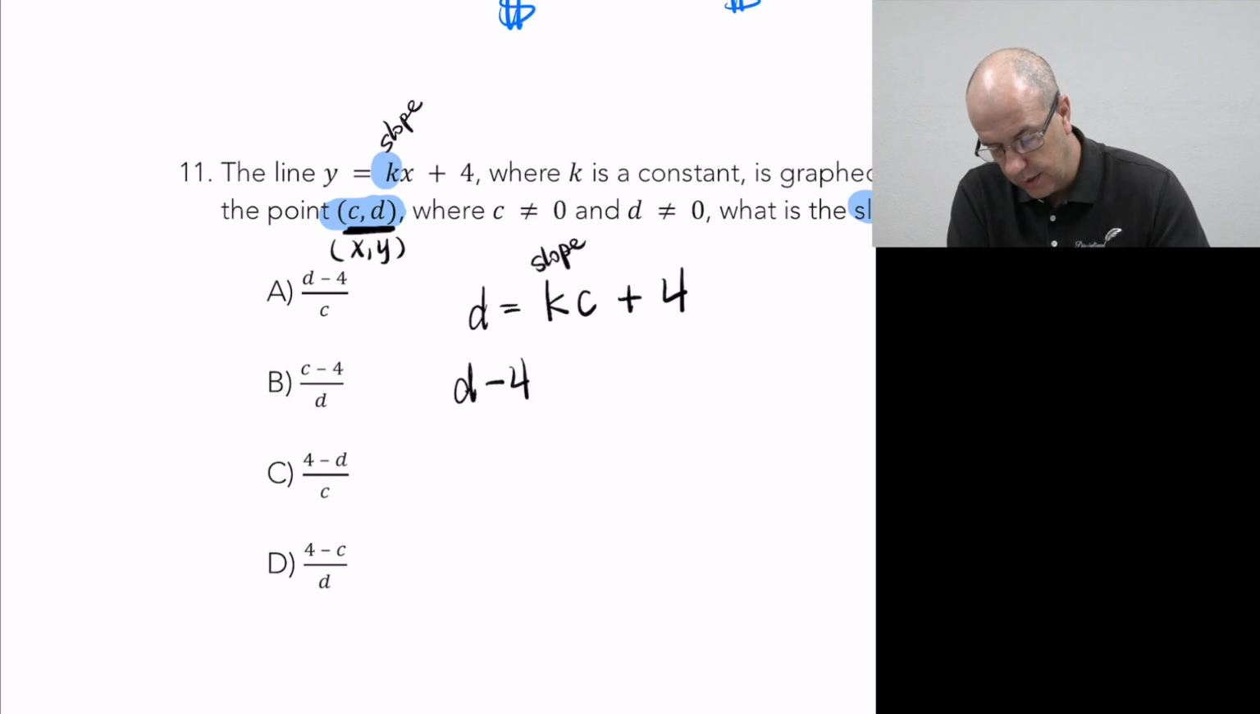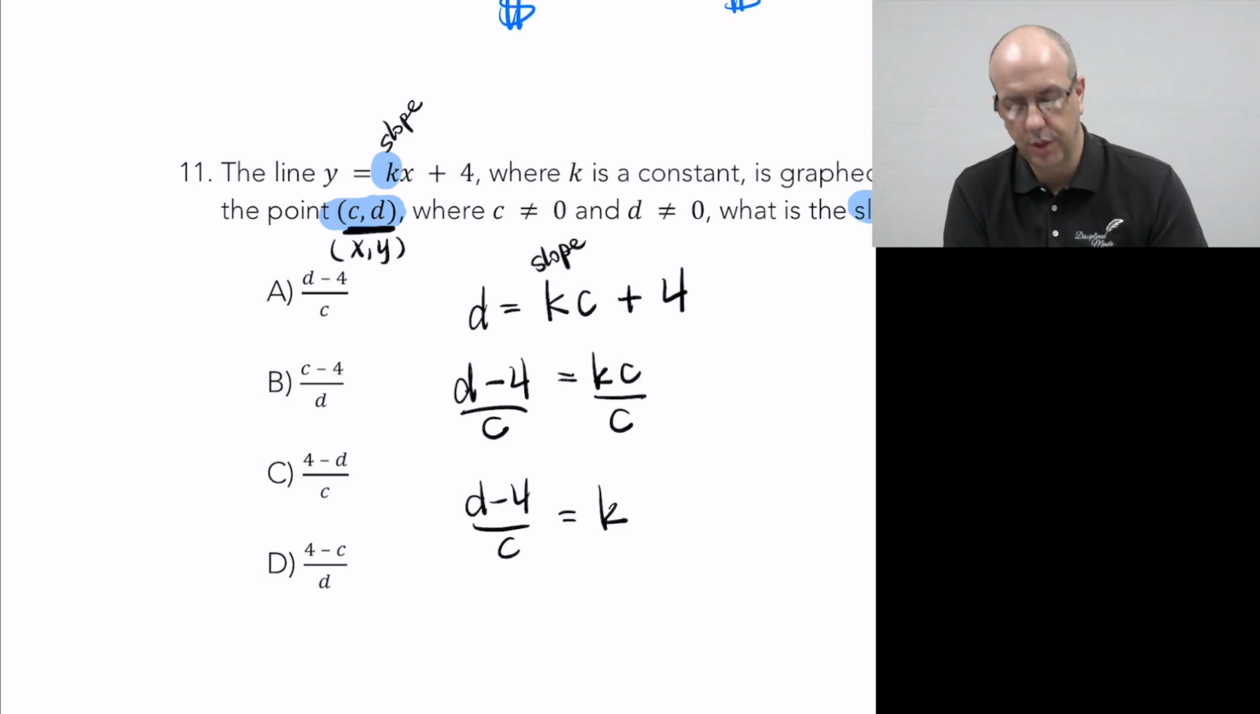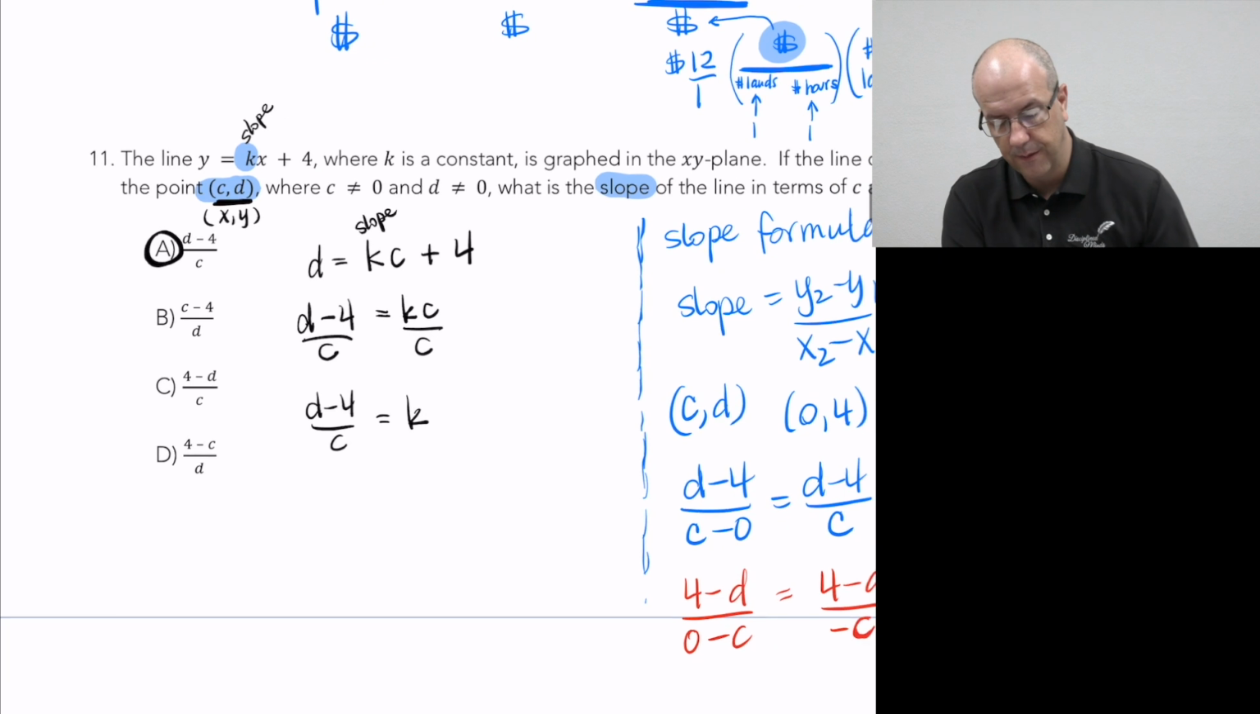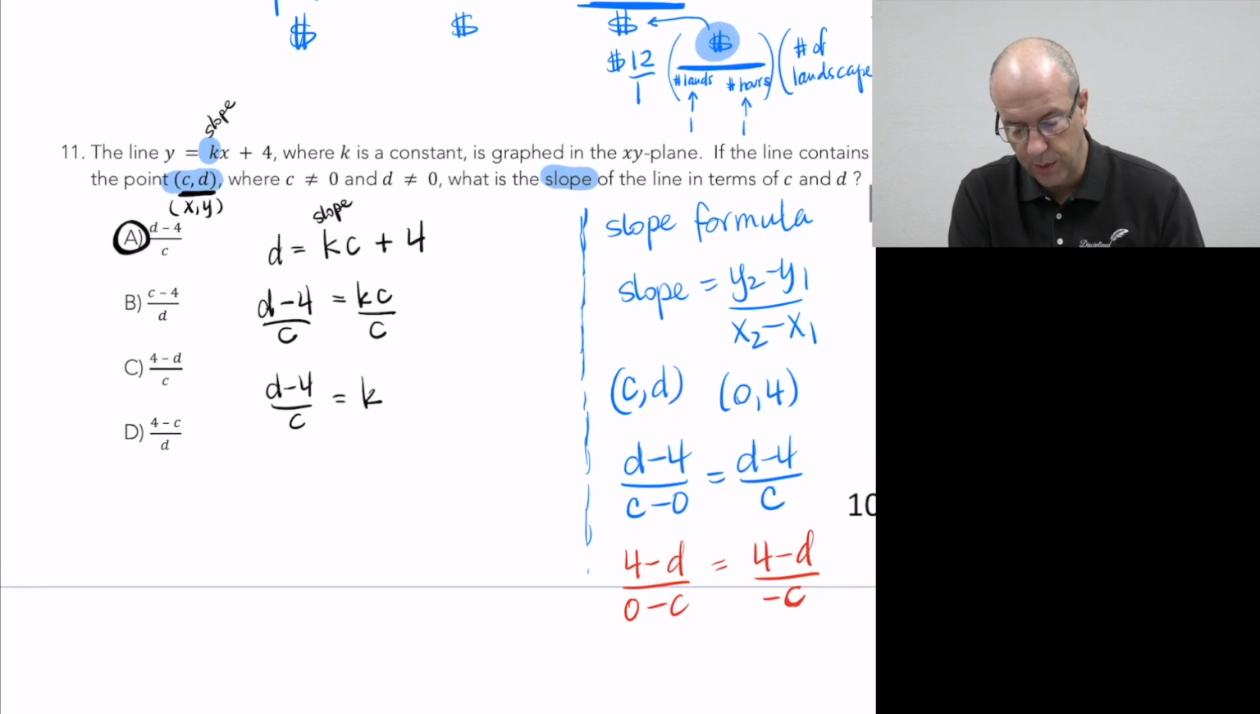So d minus 4 is equal to k times c, divided by c, d minus 4 over c is equal to k. And there's really only one way to get the answer here, and so answer choice A is the correct answer.